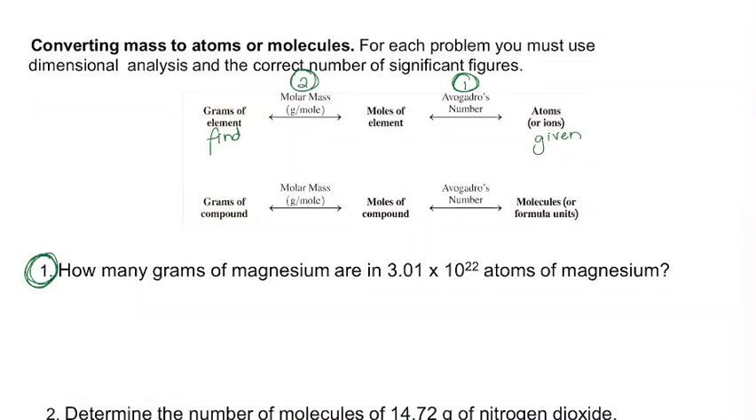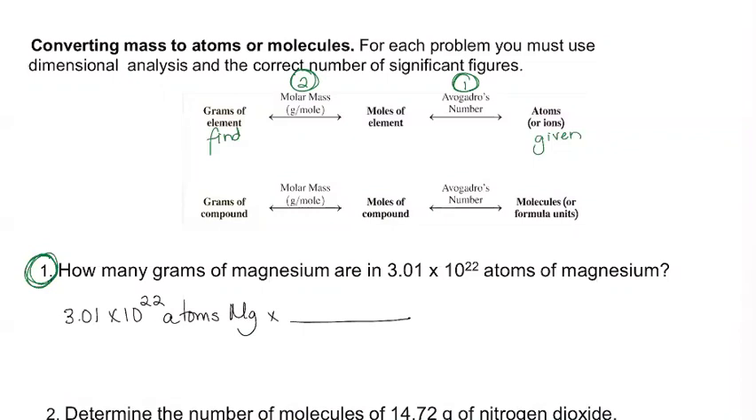Now, as we can see in problem 1, let's just write the number that is given to us. 3.01 times 10 to the 22nd atoms of magnesium. So in the first conversion factor, I'm going to use Avogadro's number to find the moles of the element. So let's put it in the chat. Are we multiplying by Avogadro's number or are we dividing by Avogadro's number? So to get to moles of an element, are we going to multiply by Avogadro's number or are we going to divide?